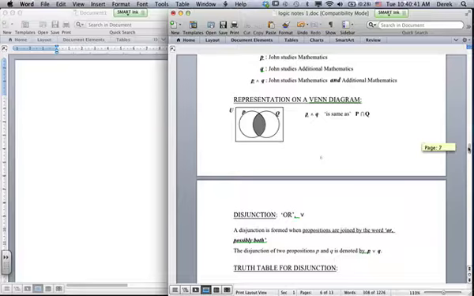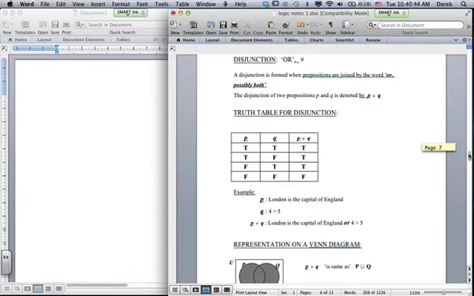Now going into the disjunction, this is the "or". Now we have two possibilities here. So the "or" is denoted by this symbol over here. So when we have two, we have P and Q, P or Q. Now when it's written like this, it can be one or possibly both.